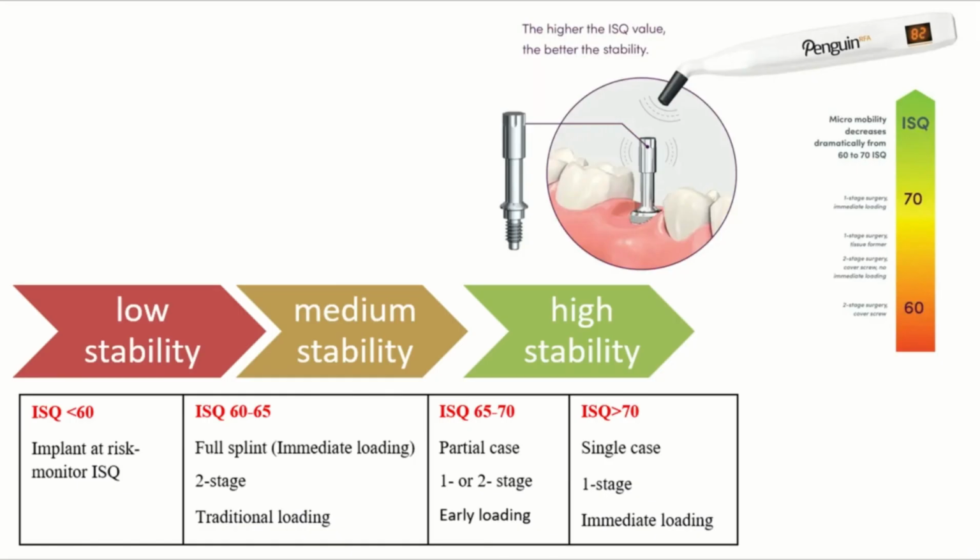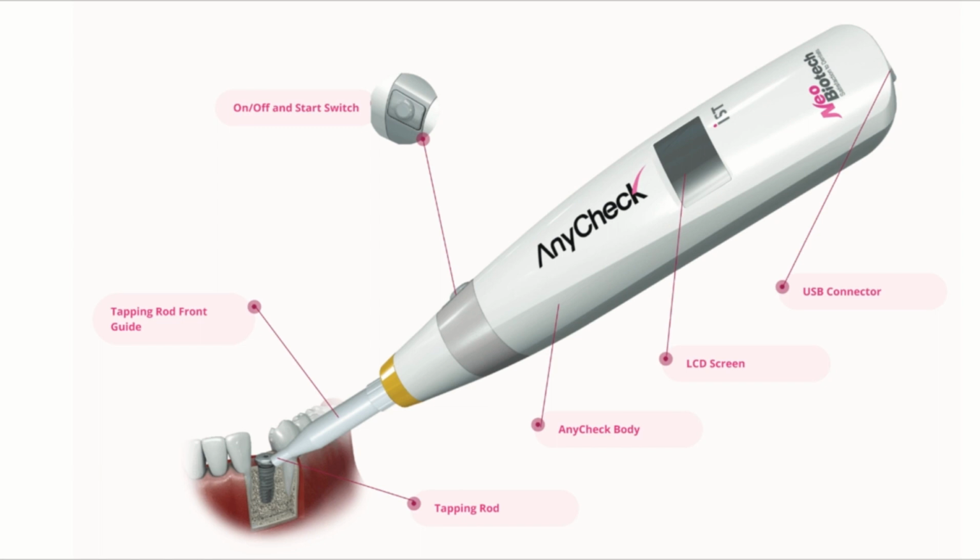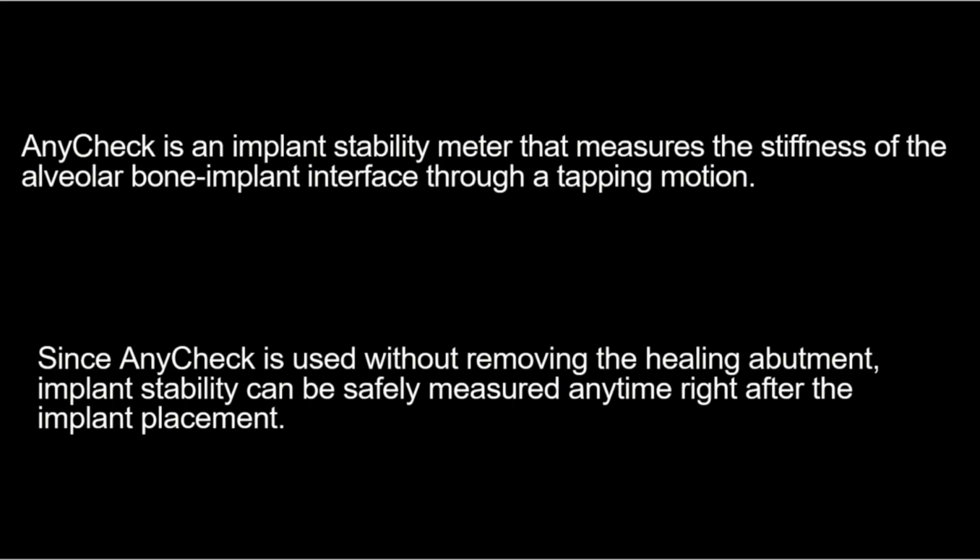Here is the decision tree for selecting your loading protocol. Of course, for immediate loading, you should have above 65 for splinted full arch cases and above 70 for single cases. But you should have a MultiPeg compatible with every implant platform. The main benefit when using a damping capacity device like InCheck is that you don't have to buy a special peg for every implant. You can use it directly on any superstructure like healing abutment or other superstructure.